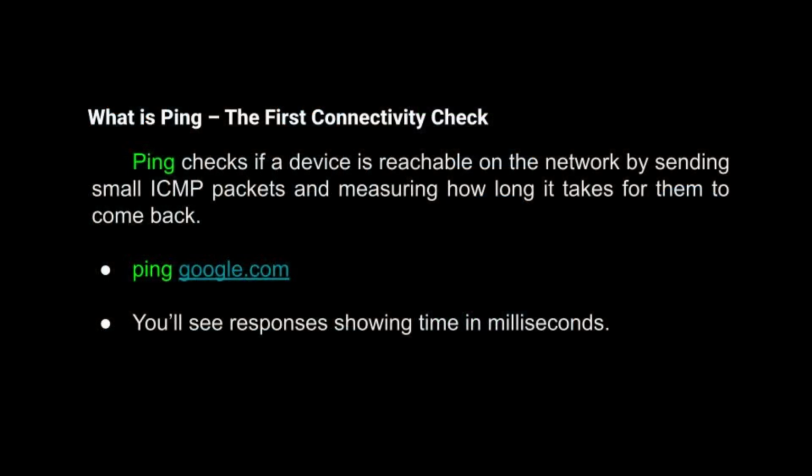1. Ping, the first connectivity check. Let's start with the simplest one, ping. Ping checks if a device is reachable on the network by sending small ICMP packets and measuring how long it takes for them to come back. Example, type ping google.com in your command prompt. You'll see responses showing time in milliseconds, that's your network latency. If packets are lost or timed out, that means there's a connection issue between your system and the destination.